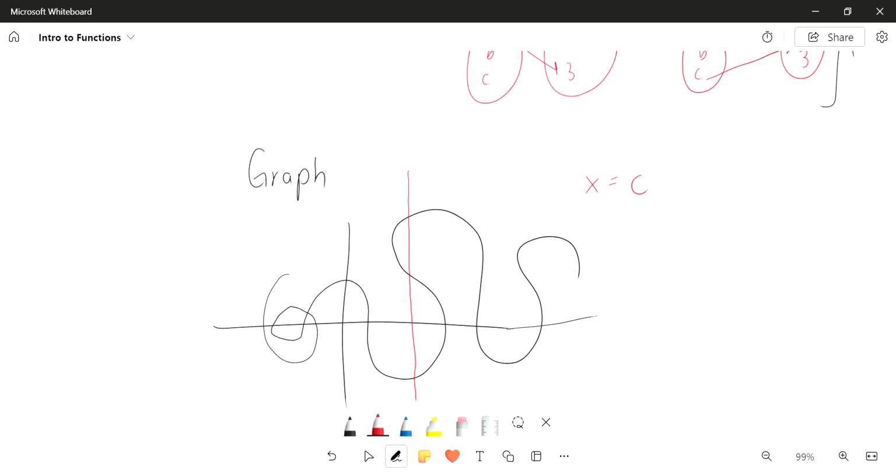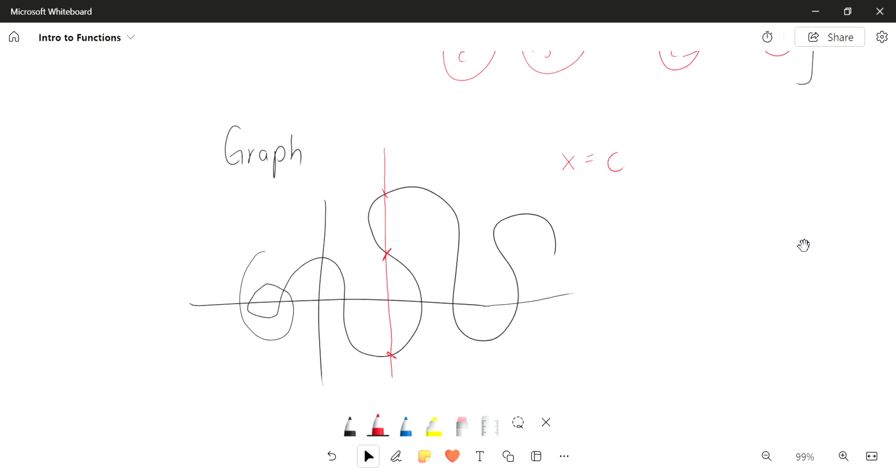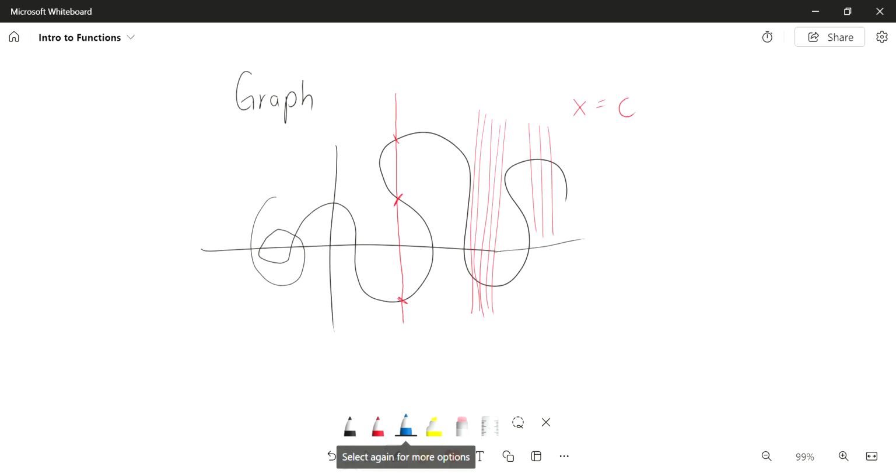So if I were to draw that and I get more than one intersection, in this case I got 3, 1, 2, and 3. It's not a function. And it doesn't matter, even if you draw 100 lines that only give you one intersection. So I could draw lines here, here, here, here, there, and like this. I only get one intersection in all of these cases. But as soon as you get some vertical line that intersects more than once, it's not a function.